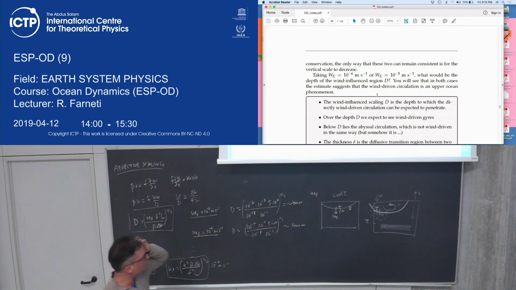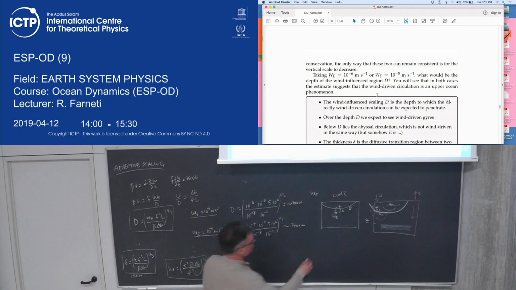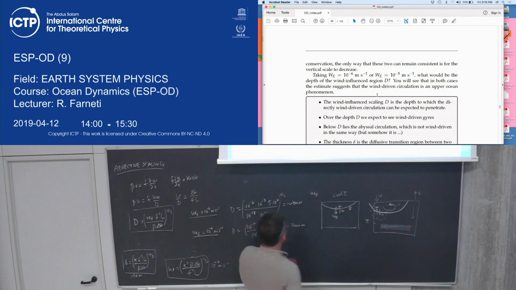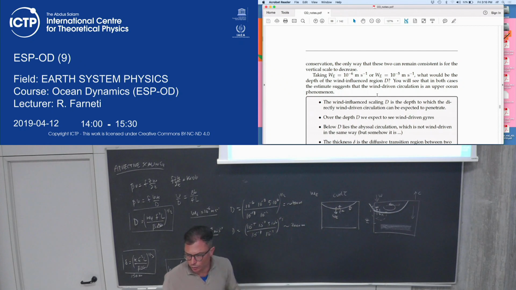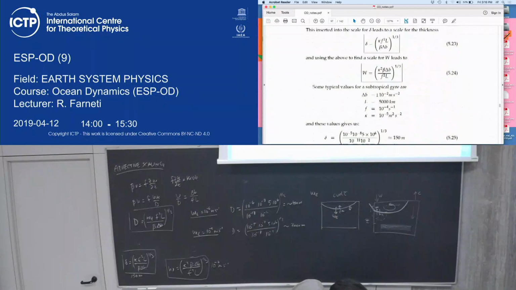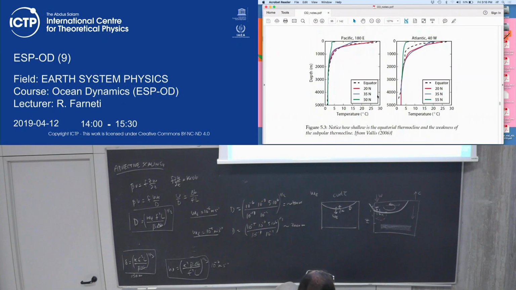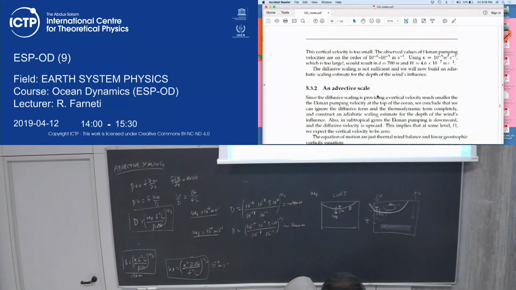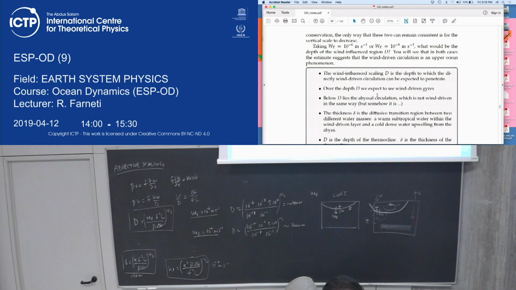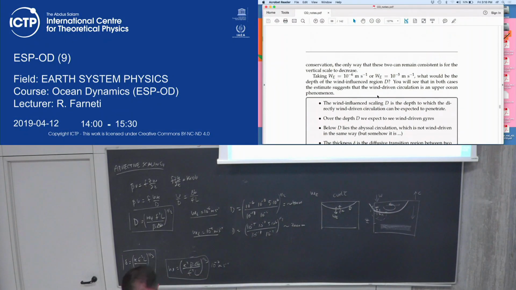So given this Ekman pumping, you get a depth of the thermocline, this depth, which is on the order between 700 meters and 2,000 meters, which is much more realistic if you look at this picture over here, okay? Between 500 and 1,000, 1,000 and something. Okay? If you look at the Atlantic, it goes deeper than 1,000 meters. So the advective scaling for the thermocline is definitely a better scaling for the depth of the thermocline.